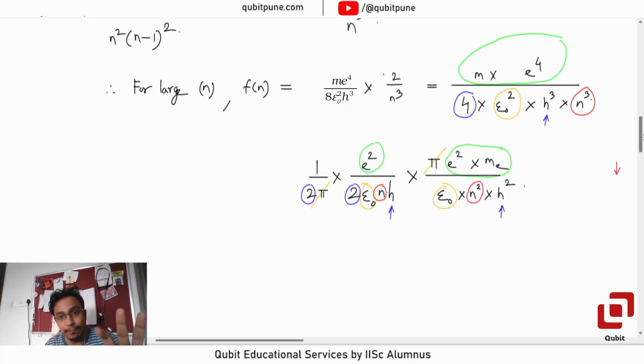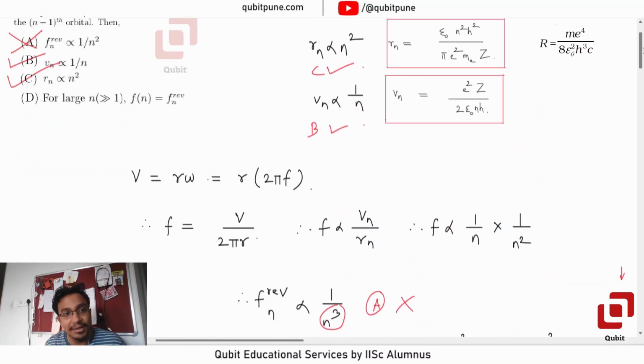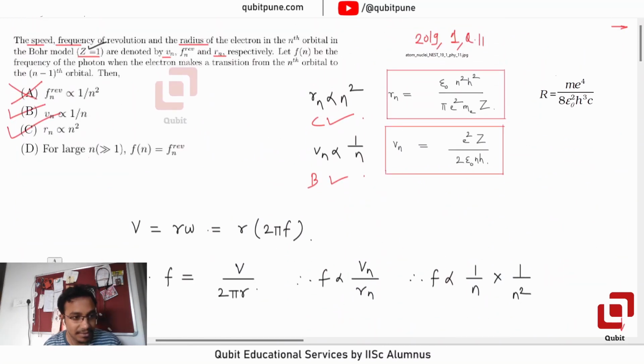So what does it mean? What does this result tell you? This result tells you that if the electron is making a transition from nth stable state to n minus 1th stable state, provided both n and n minus 1 obviously are very large, then the frequency of revolution of the electron will roughly be equal to the frequency of the photon that it emits. So option D is correct.